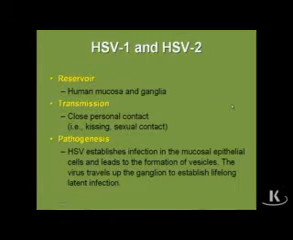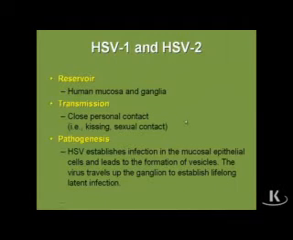Of course, HSV stands for herpes simplex virus, and we have the two basic types, HSV1 and HSV2. They are typically mucosal pathogens, but again, in general, HSV1 infections, we say, are above the waist, and HSV2 infections are below the waist. Transmission is by close personal contact. Again, these are enveloped viruses. The pathogenesis for HSV is that the virus is going to establish infection in the mucosa.